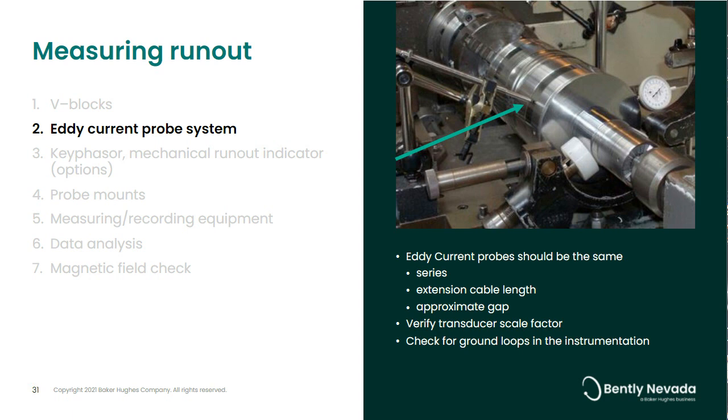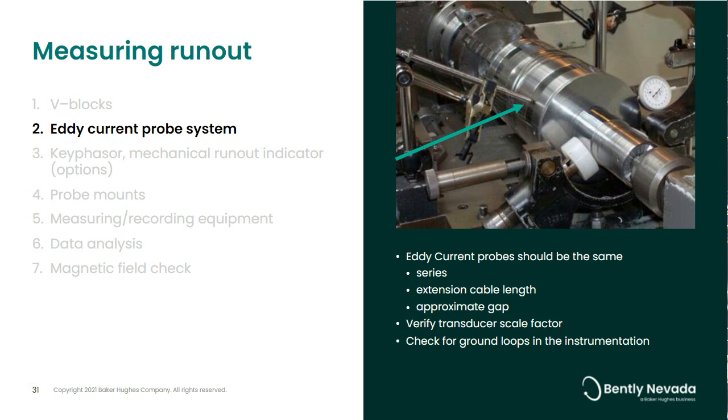As always with proximity probes, make sure that the series between the probe cable, the extension cable, and the proximitor are the same, that the cable lengths between the probe cable and the extension cable match up to the proximitor type. So if you've got a 0.5 meter probe cable and a 4.5 meter extension cable, make sure you've got a 5 meter proximitor.